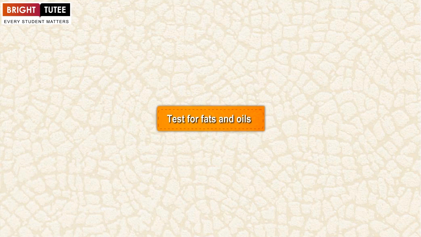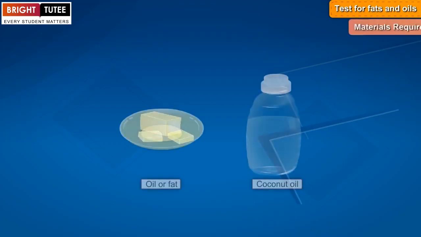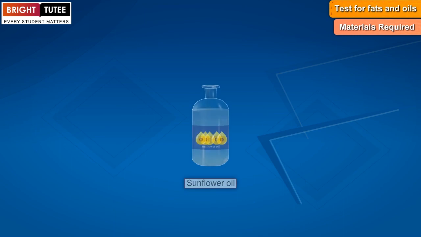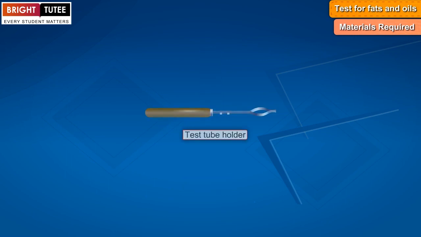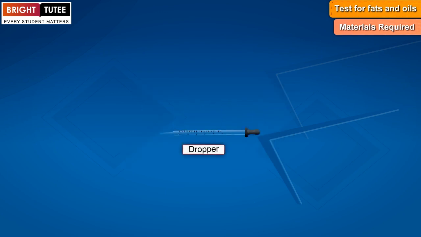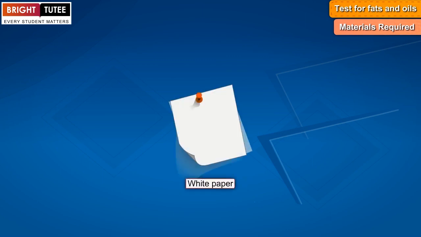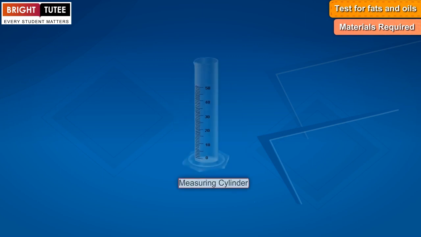Test for fats and oils. Materials required: oil or fat, coconut oil, sunflower oil, water, test tubes, test tube holder, test tube rack, droppers, Sudan 3 solution, white paper and measuring cylinder.